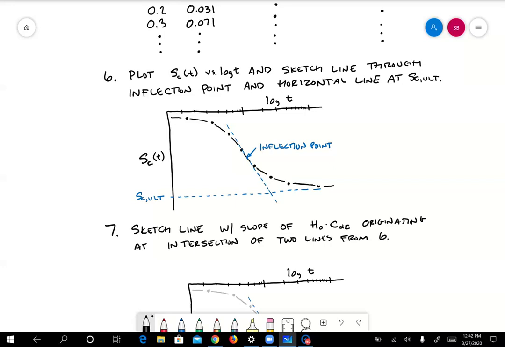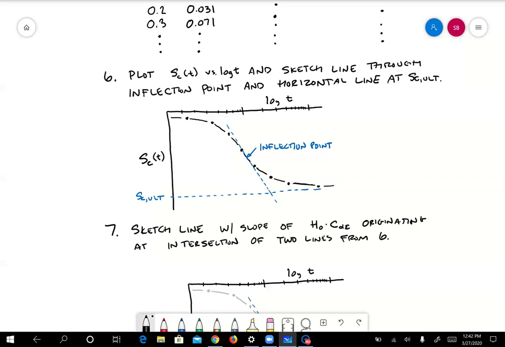One is a horizontal line at SC ultimate, and your curve should asymptotically approach this horizontal line because Terzaghi's one-dimensional consolidation solution does that, right? As time goes to infinity, U average goes to 1, therefore you'll ultimately get SC ult at time equals infinity.